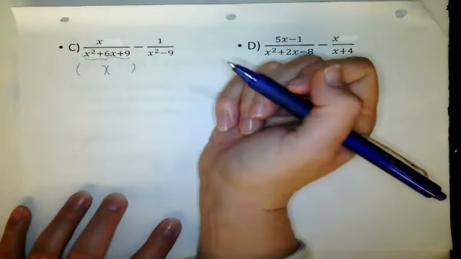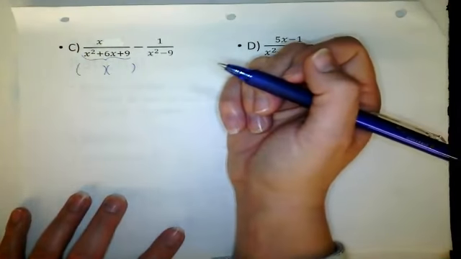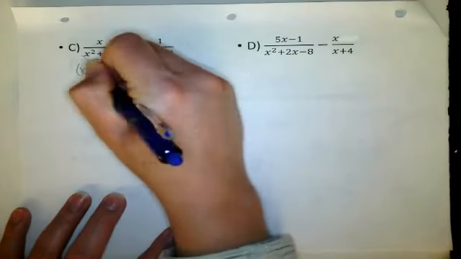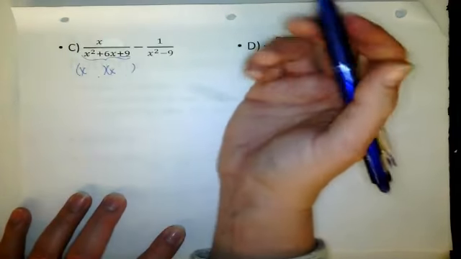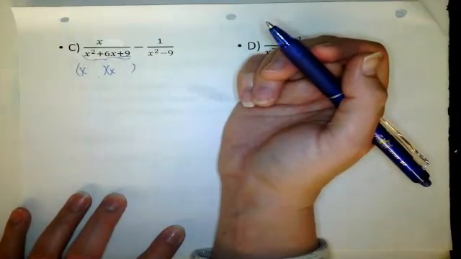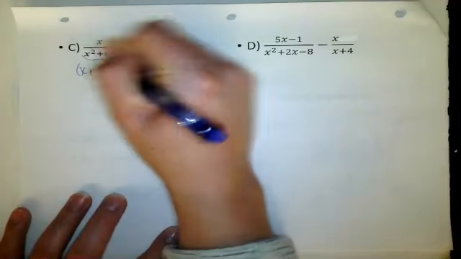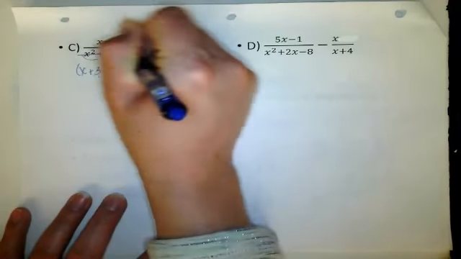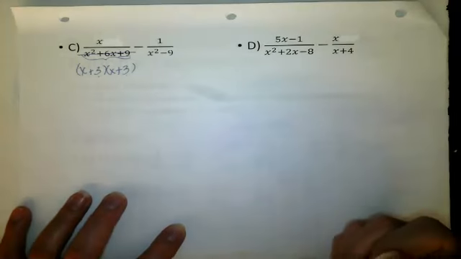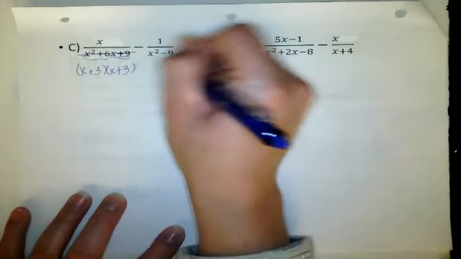How does x squared plus 6x plus 9 factor? X times x is x squared. What times what is +9? +3 times +3, sure. So rewriting that denominator so it's in factored form. What can we do with x squared minus 9?